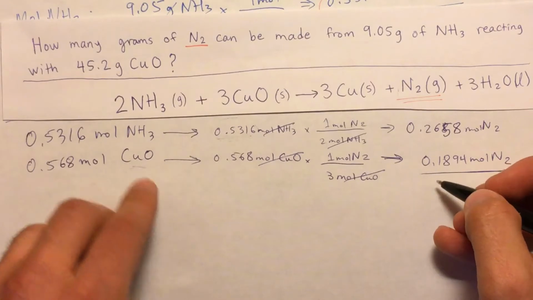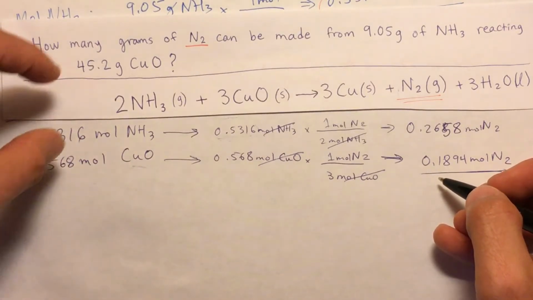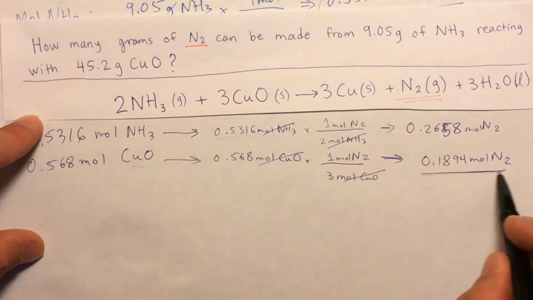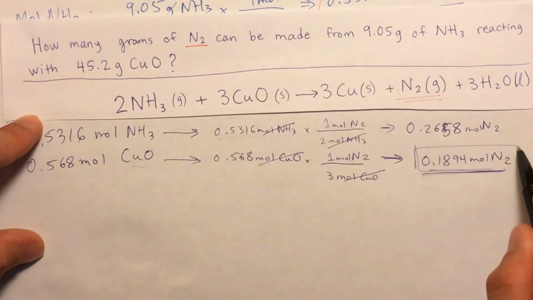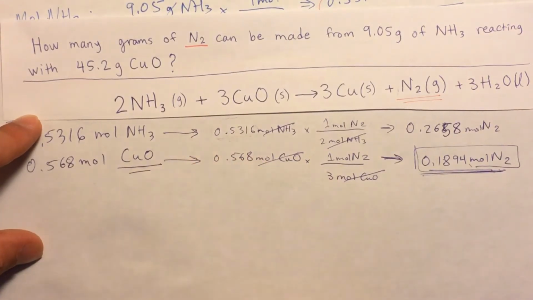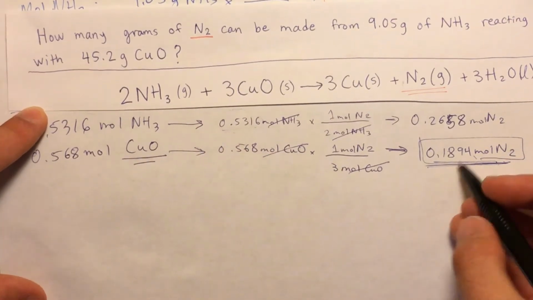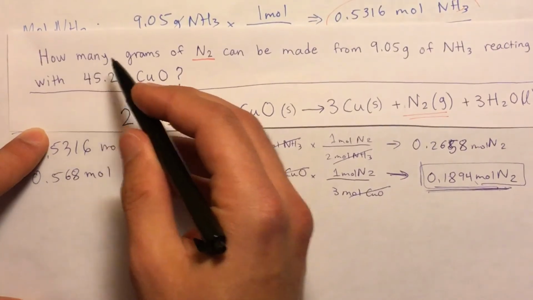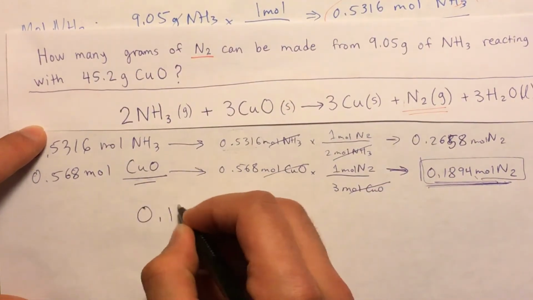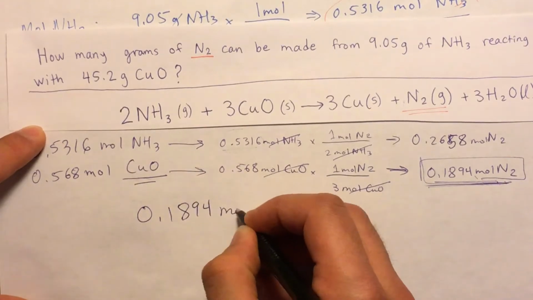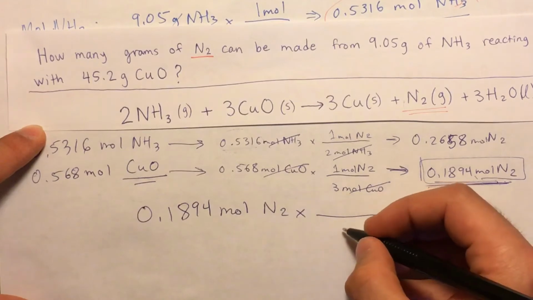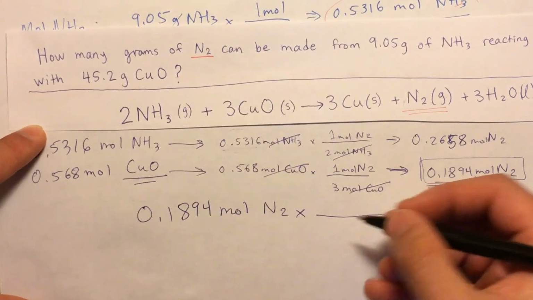Based off of the amount of moles we're given in the initial problem, this is the maximum amount of moles of N2 we could create. Therefore, copper oxide is the limiting reactant. And now, the problem asks us how many grams of N2. We have moles of N2, and that's a simple conversion. If you have 0.1894 moles of N2, you multiply that by how many grams are in 1 mole of N2.